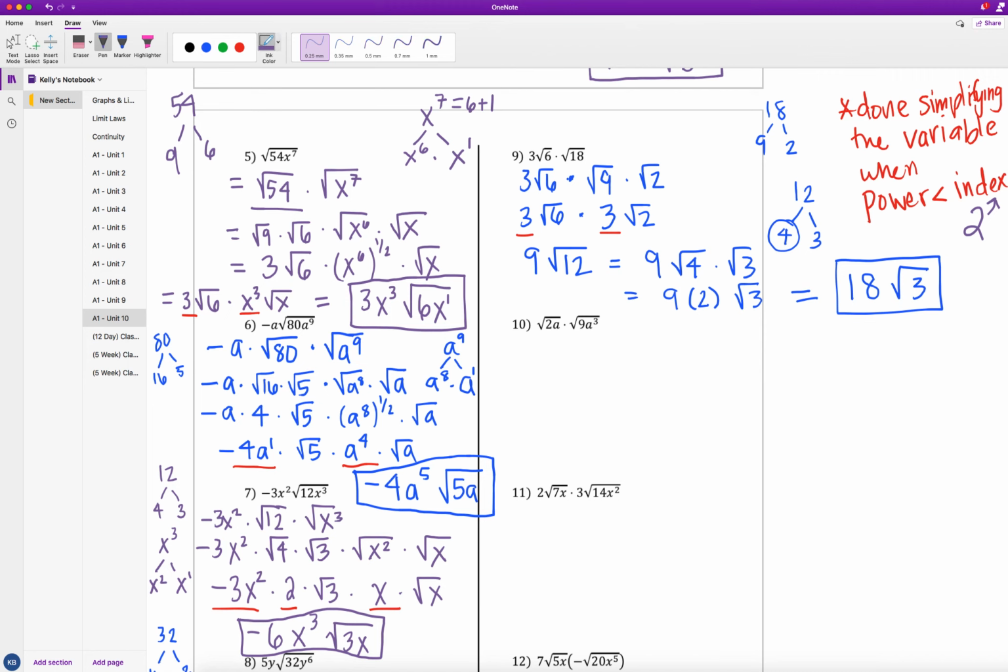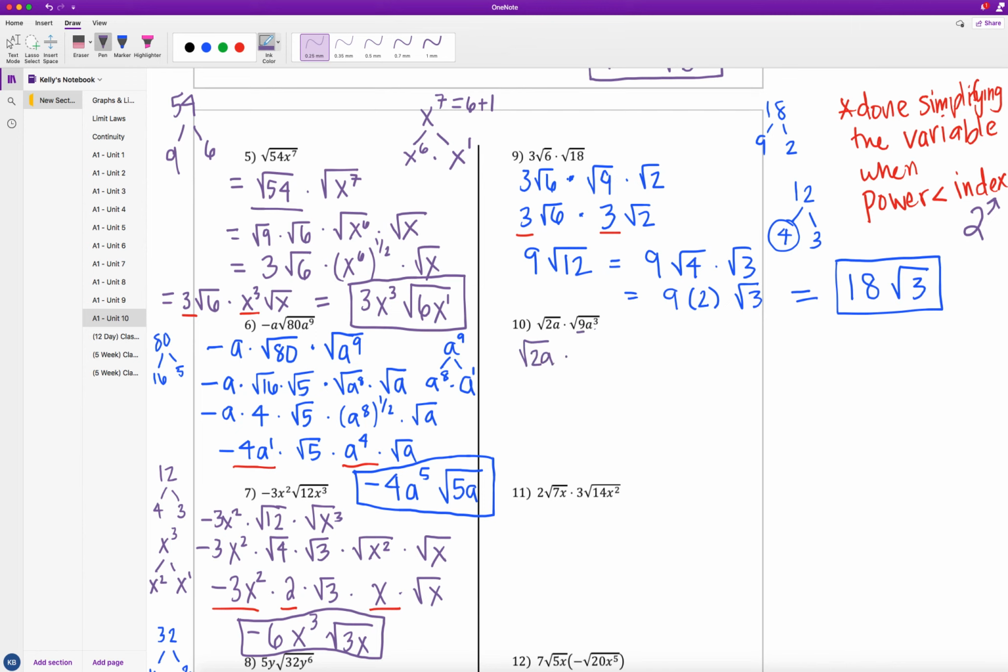Let's look at example 10. In example 10, I have the square root of 2a times the square root of 9a cubed. So we're introducing variables back again, but that's okay. We've tackled them before. Let's look at what I have here. Is there anything that jumps out as a perfect square right away? What I'm noticing is the 9. So the square root of 9 is a perfect square.